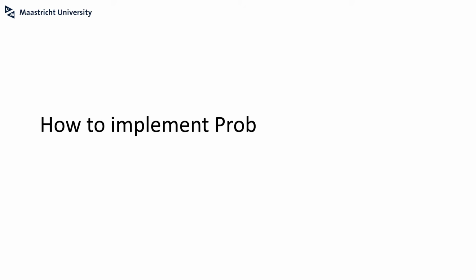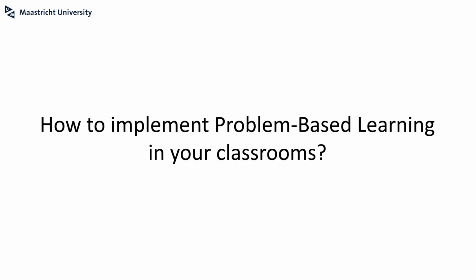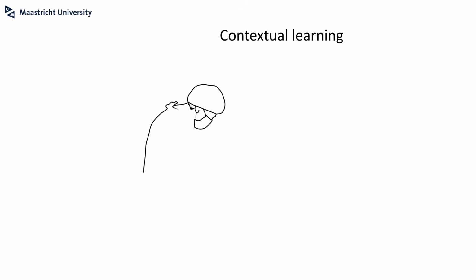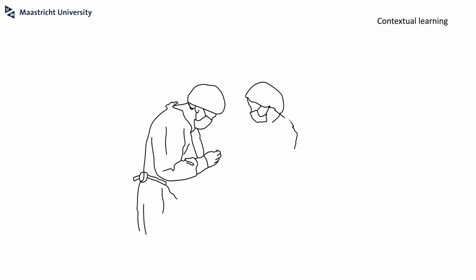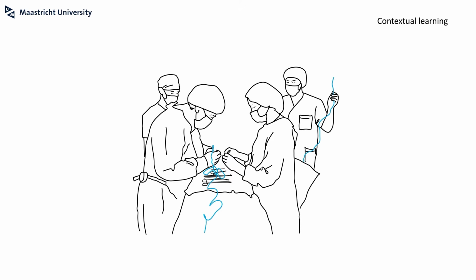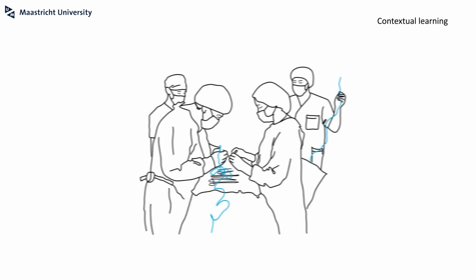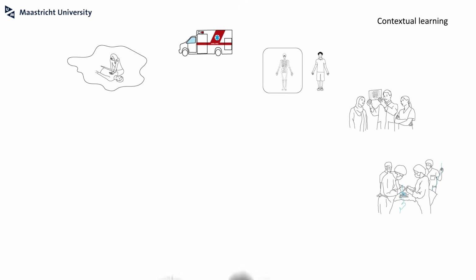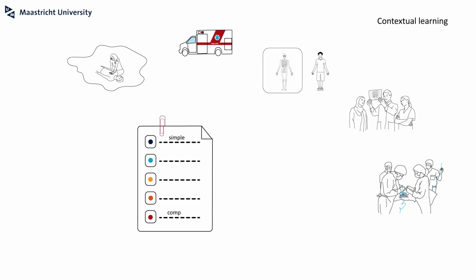How to implement problem-based learning in your classrooms. Contextual learning. The contextual learning principle implies that learning preferably starts by engaging students in tasks derived from professionally relevant context to stimulate transfer of learning. In other words, center all learning around whole, complex, ill-defined tasks and order them from simple to complex.